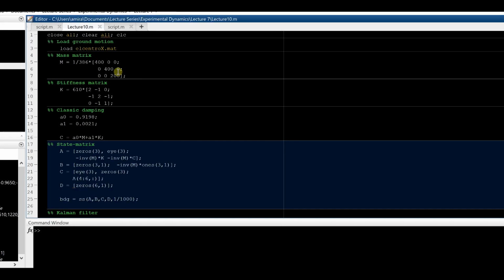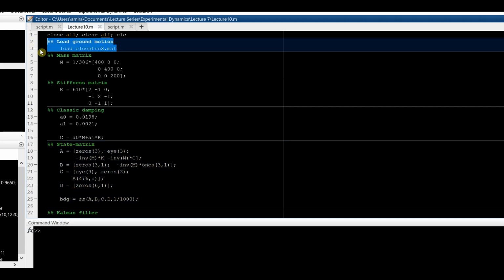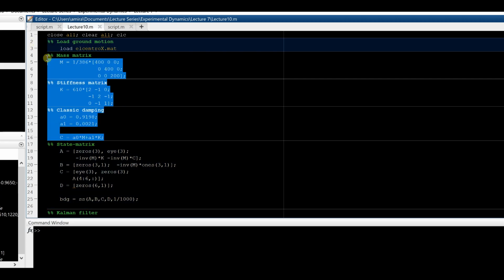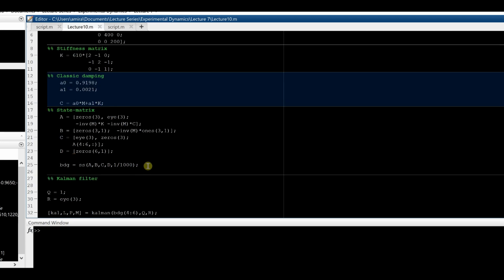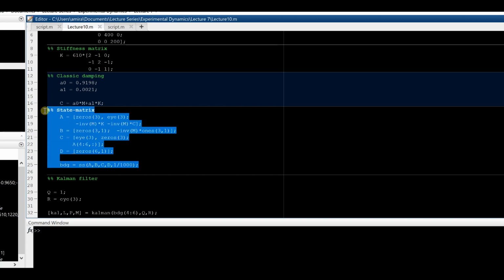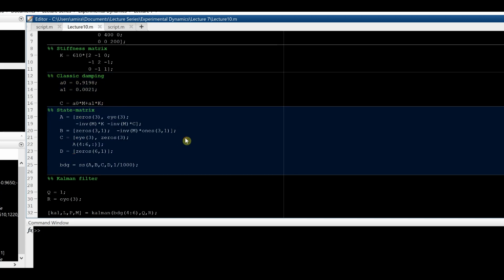So here I have a MATLAB code. I'm loading the ground motion. I'm entering mass, stiffness, and damping values, and these are matrices because I have a 3 degree of freedom system. I am converting these matrices into state space formulation. There's a video on that as well if you haven't watched it yet. And lastly, I have a model of this building structure.